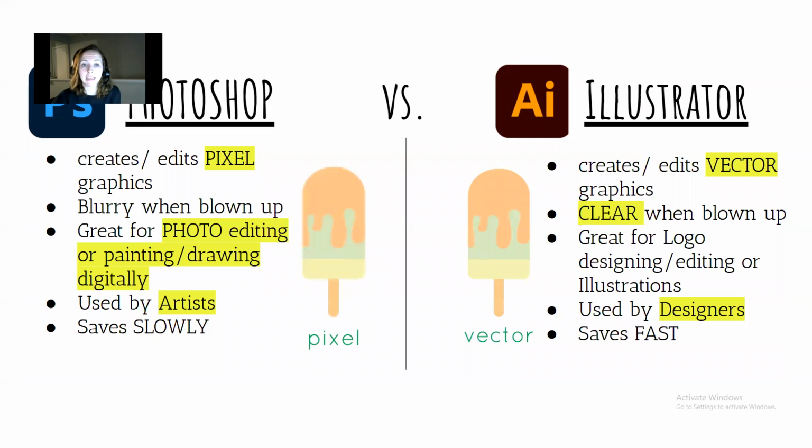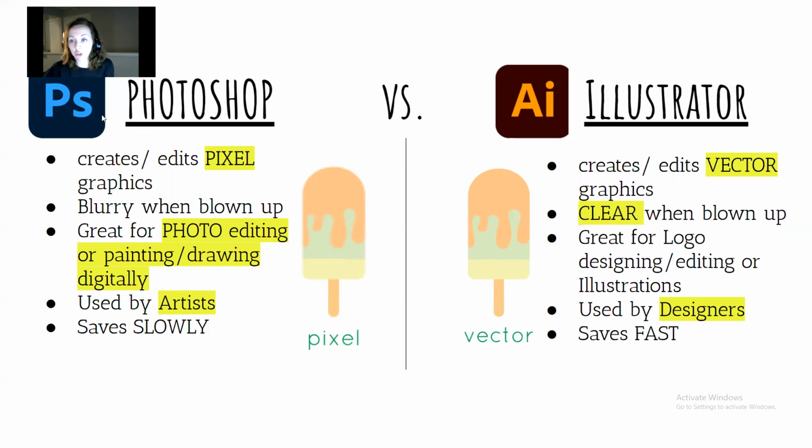So here are the main differences between Photoshop and Illustrator. First thing you need to understand is that Photoshop creates what's called pixel graphics, whereas Adobe Illustrator creates vector graphics. This is the number one difference between the two of them. If it's a pixel graphic, as you can see on my screen, this popsicle is very pixelated, and you can see the individual boxes, and if you blew it up, you would just continue to see individual boxes.